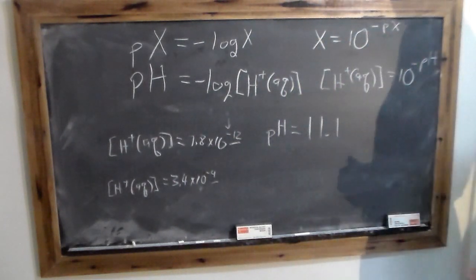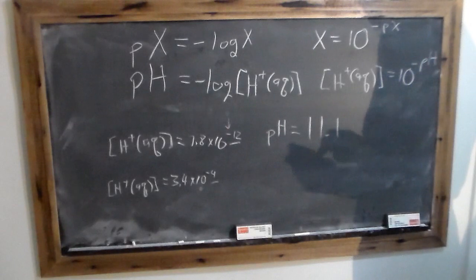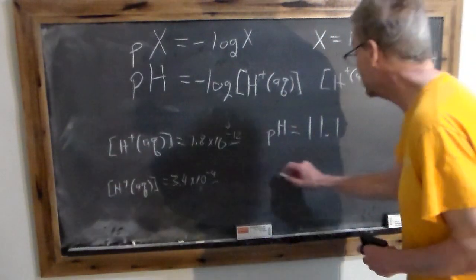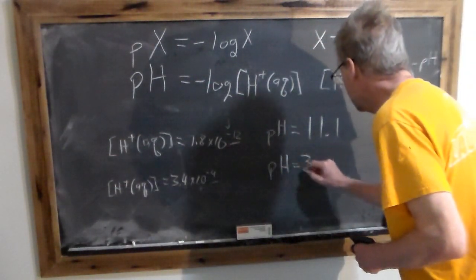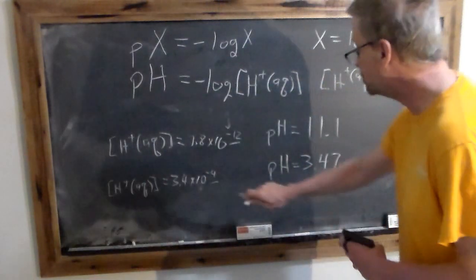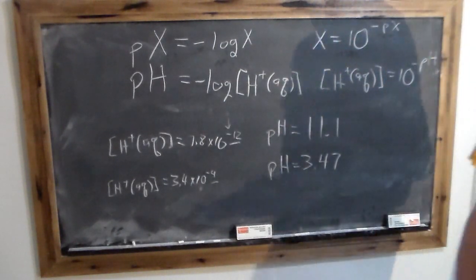Notice it's larger than 7. That is alkaline. That's basic. For the number below, 3.4 times 10 to the negative fourth, we're getting 3.47. Less than 7, close to the negative 4, definitely acidic.